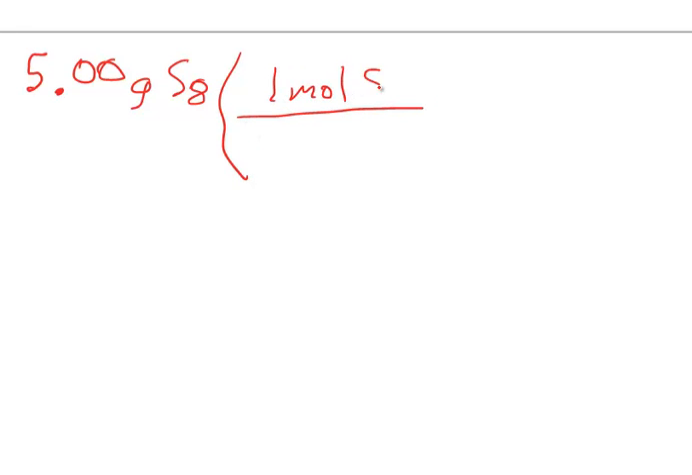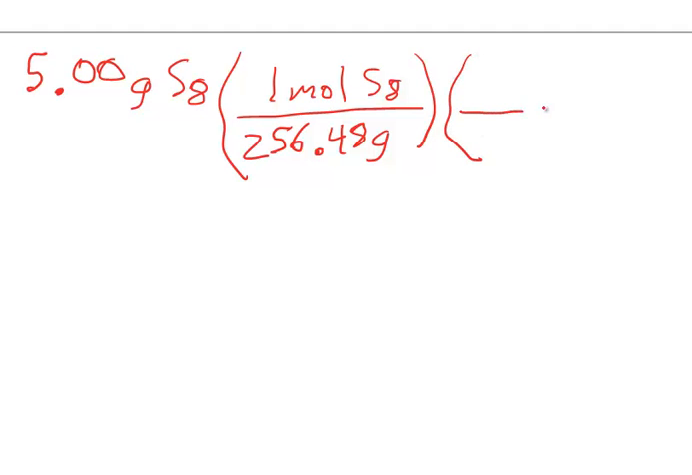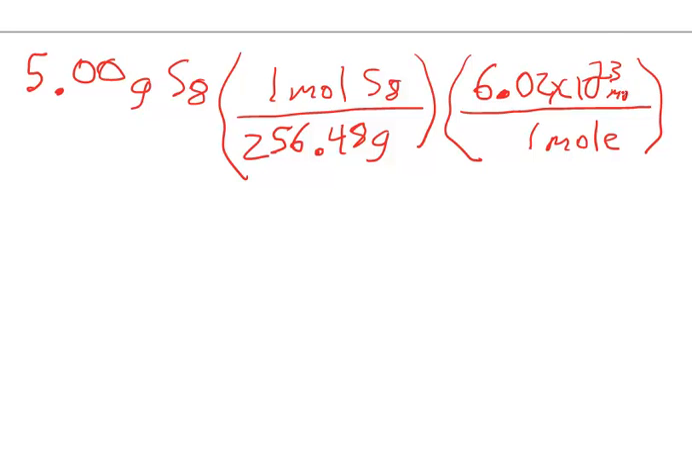1 mole S8. And sulfur 32.06 times 8 comes out to 256.48 grams. And then I want to go from moles to molecules, so 1 mole goes on the bottom. 6.02 times 10 to the 23rd molecules will go on the top.